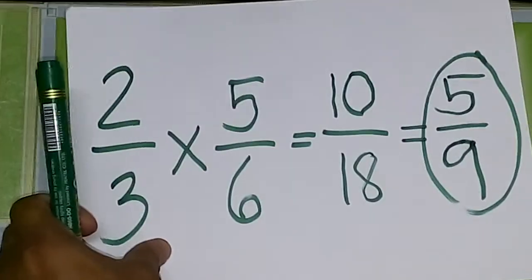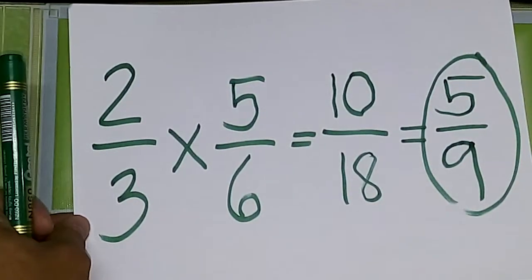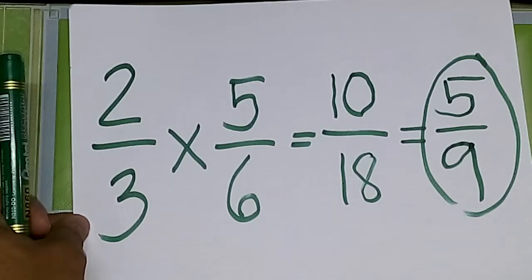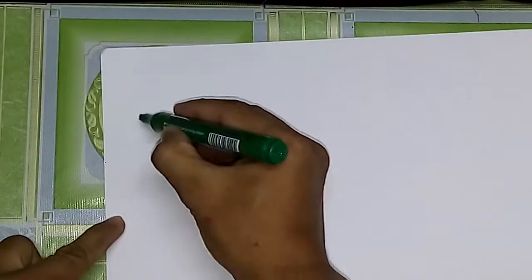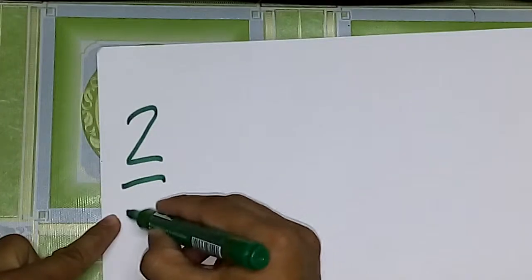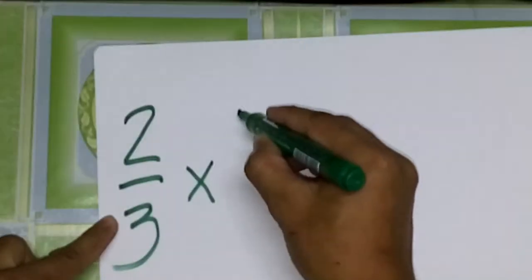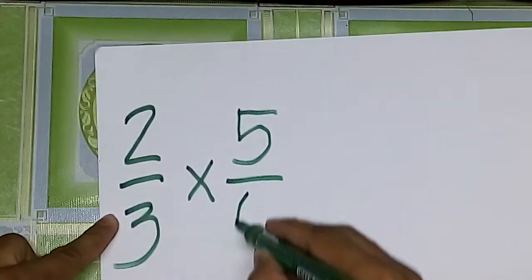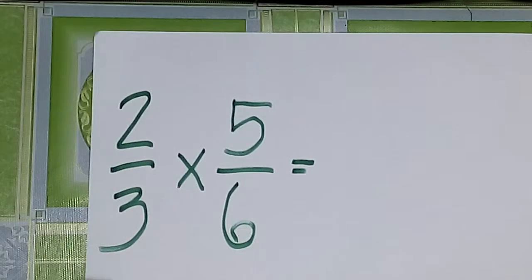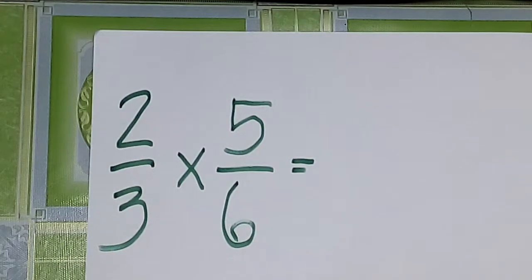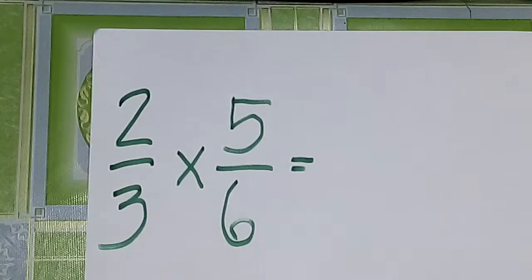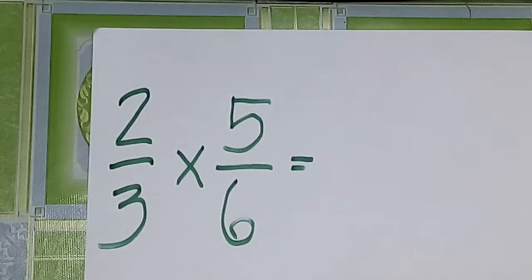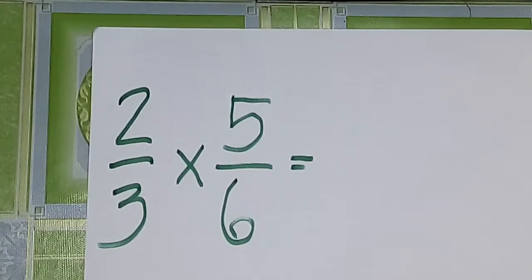There is an easier way in multiplying fractions if possible, and that is by way of cancellation. So let's take our example again. 2/3 times 5/6. Cancellation is applicable to a pair or pairs of numerator and denominator which have a common factor.